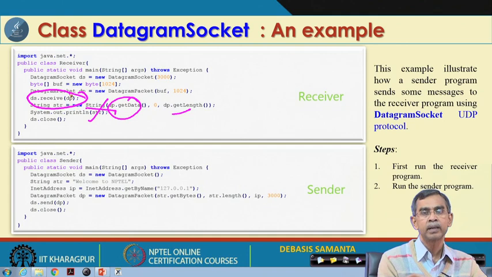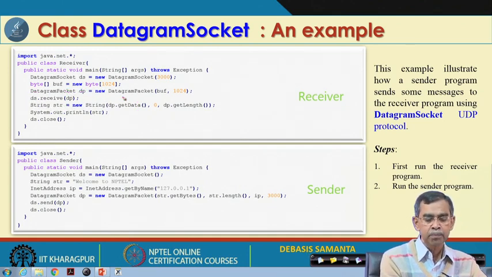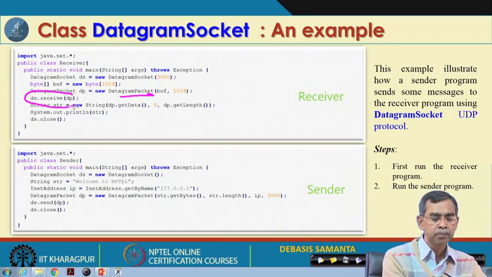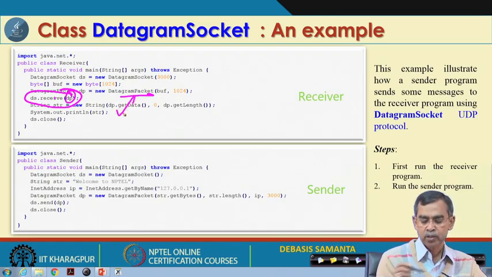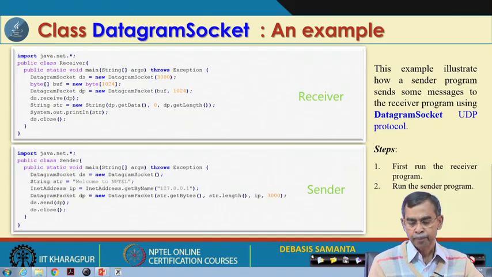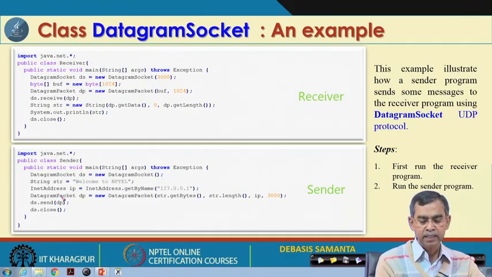So, receive(dp) means it receives packets that have been sent by some machine, and after receiving this packet dp, you can process, store, or display it, whatever it is. This is so far as receiving is concerned, and now here is the sending.